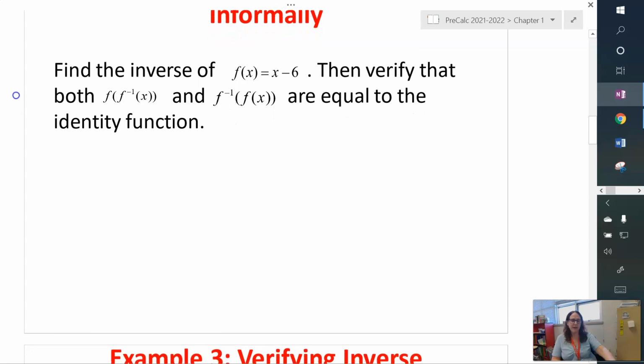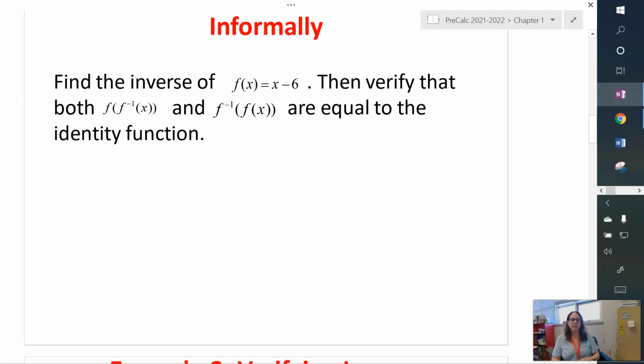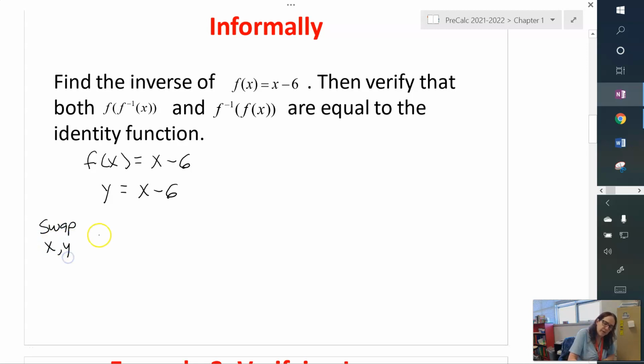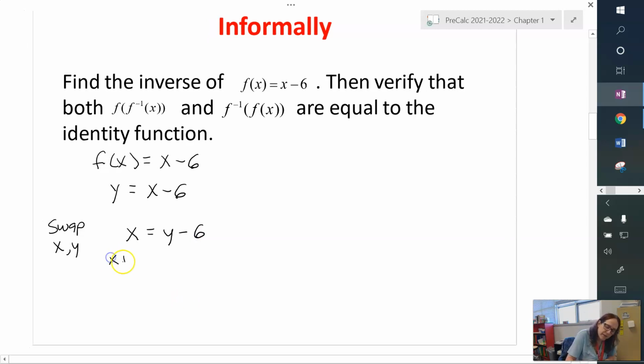We're going to play the same game, but this time our function is f of x equals x minus 6. So first, let's get the inverse function. Rewrite that as y equals x minus 6. Now I'm going to swap. So when I do that, I get x equals y minus 6. Solve for y: x plus 6 equals y. Let's flip this around, or just rewrite it. The inverse of f of x equals x plus 6.